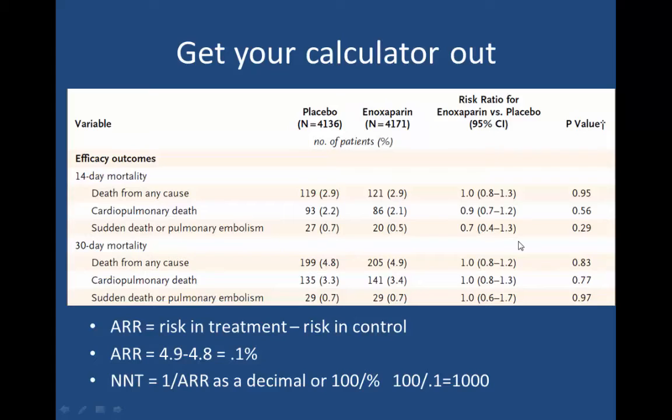Boy, that's a high number needed to treat, isn't it? If this is a drug that's expensive, and I told you it costs about $420 an injection, and you're going to get one of those every day, is it really worth it to give it to 1,000 patients just to prevent one outcome here? If I look at pulmonary embolism, if I did my math, 0.7 minus 0.7, and so I end up with 100 divided by 0, and I can't do that. So I really can't even do the number needed to treat here. There's no reason to treat because there's no difference.